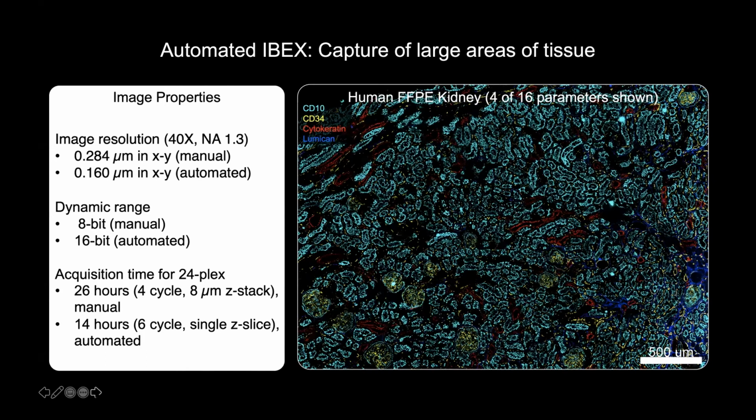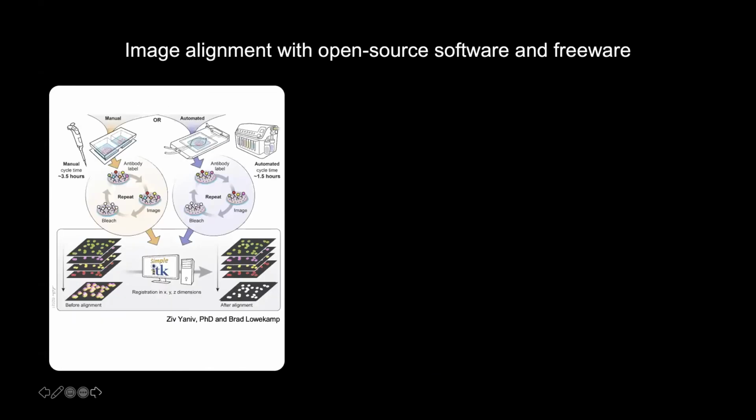These are not limited, but this is generally how we acquire the images with our 40x objective. This is the pixel size in the manual or automated, the dynamic range, and the total time of acquisition for rough estimates of a 24-plex. And again, it's iterative, so we rely on both the manual and automated methods depicted here.